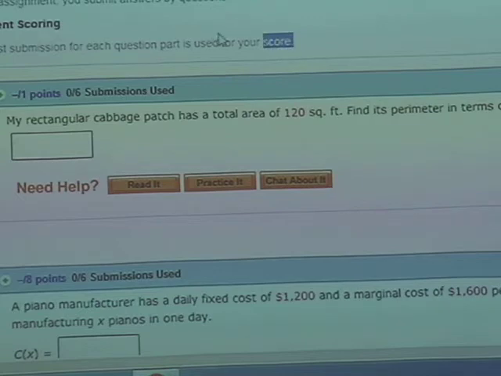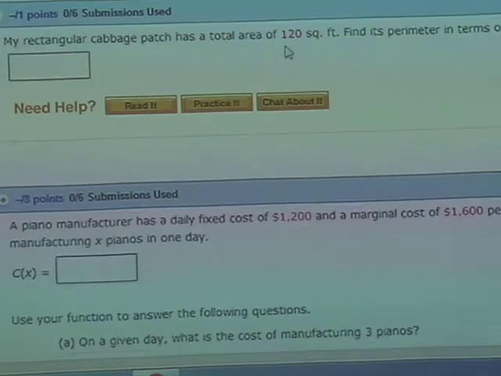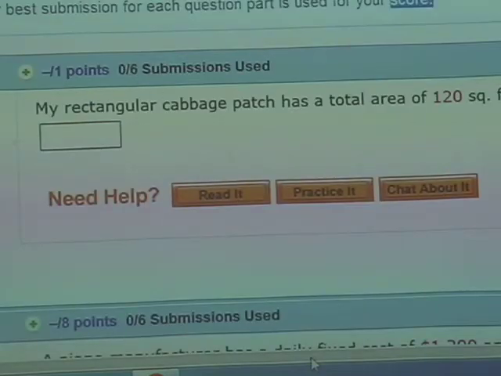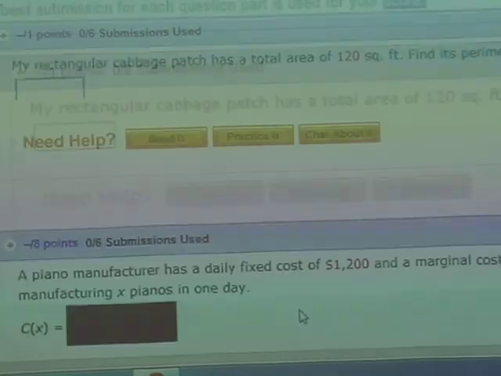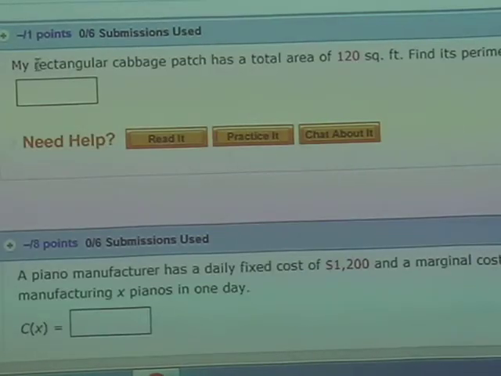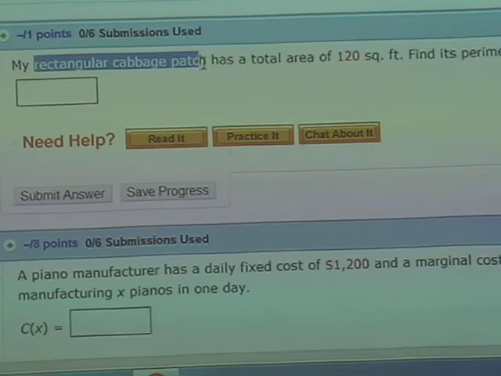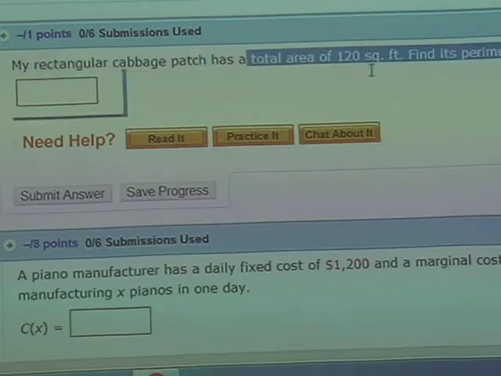But the second set of homework is due on Sunday. Okay, and this is the second part of the second homework. So let's look at some of these. Okay, can you read this? My rectangular cabbage patch. So that's just a rectangle. Okay, it doesn't matter if it's a cabbage patch or something else. Has a total area of 120 square feet.